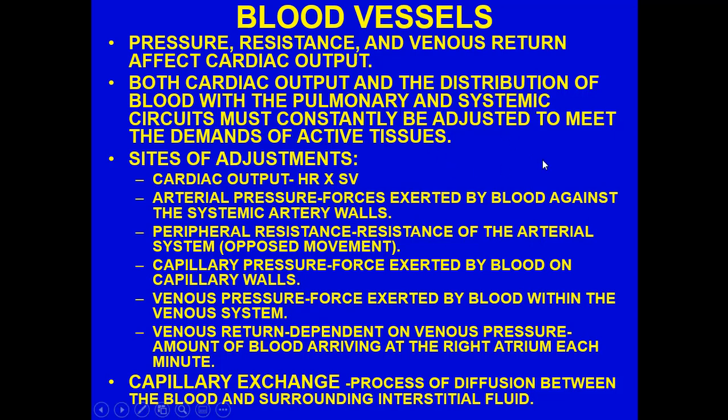Now, you want to keep in mind that both cardiac output and the distribution of blood with the pulmonary and systemic circuits must be constant. And it has to be constantly adjusted to meet the demands of active tissues. I broke that into almost like two thoughts there. One, yes, you've got to have this constantly occurring. Two, it has to be able to handle the dynamic changes that occur internally and externally. Gee, that sounds like homeostasis. Well, that's exactly what it is.